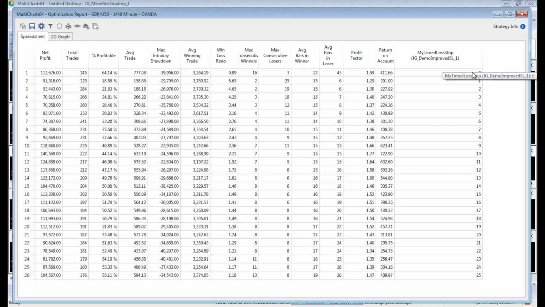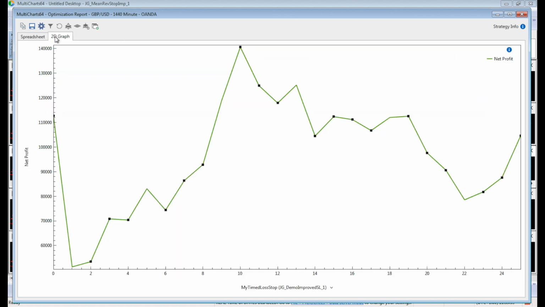I've gone from 0, which again is using no stop loss whatsoever, and then I've gone from 1 bar through to 25 bars. Looking at the 2D graph, we can see exiting after 2 days, 3 days, 4 days is pretty bad. But as soon as we get over about 9 days through to maybe 19 days, there is a reasonably stable area there. The best value being, I guess, is it 11?